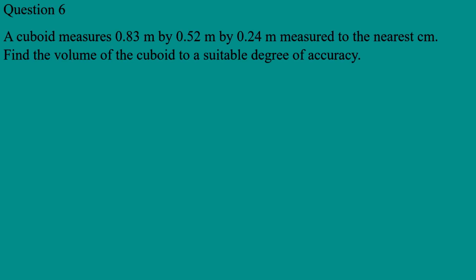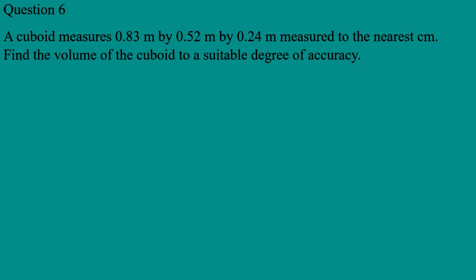Question 6 is another question where you are asked to work out a value, in this case the volume of a cuboid, to a suitable degree of accuracy. Pause the video whilst you read the question and calculate an error interval for the cuboid measurements. Attempt the rest of the solution if you are able. Resume the video when you are ready to see the full solution.